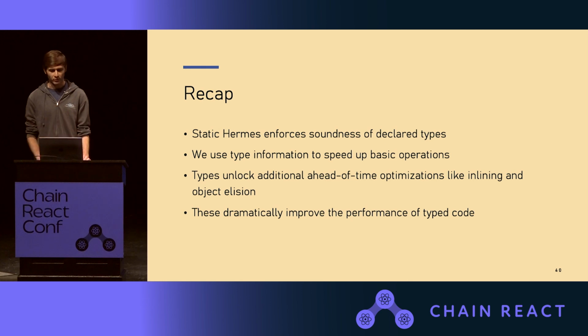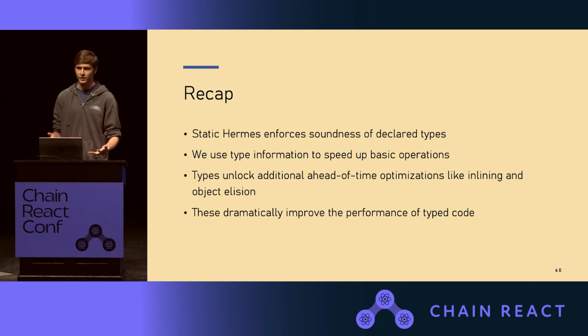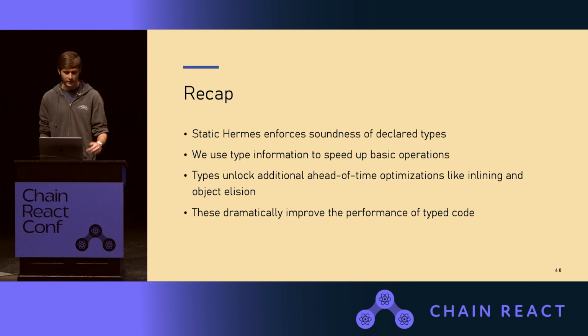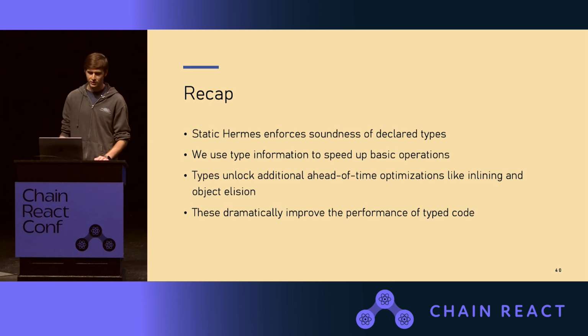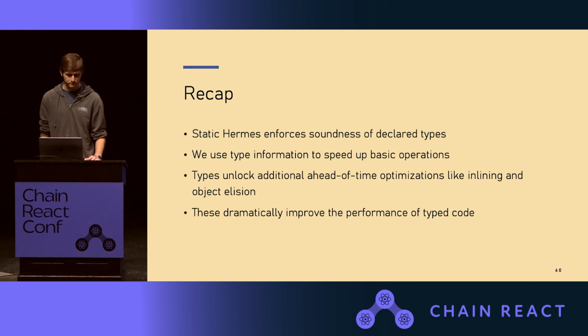Before we end, I wanted to give you a quick recap of what we've covered. Static Hermes enforces the soundness of declared types, and because it enforces their soundness, it's able to use the type information to speed up basic operations like property loads and array reads. Types also unlock additional ahead-of-time optimizations like inlining and object elision that wouldn't otherwise have been possible because JavaScript is so dynamic. These together dramatically improve the performance of typed code, as we've seen.